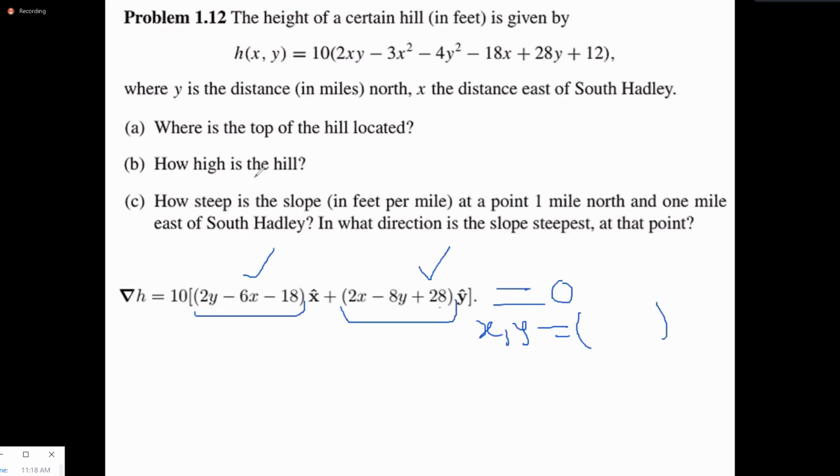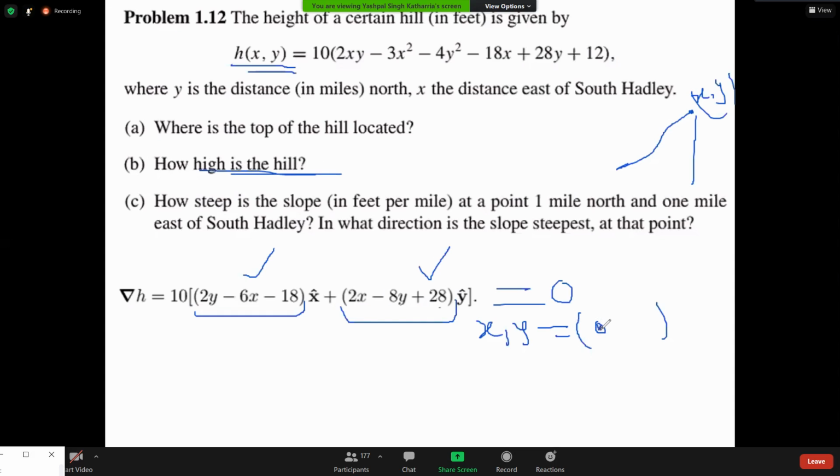Now, how high is the hill? How to get that? You know the location of the peak, or summit, of the hill, x comma y, and at this point x comma y, the h value should give you the height of the hill. So you already have these coordinates x comma y, and then you should put these values in h of x comma y, and you will get the height.